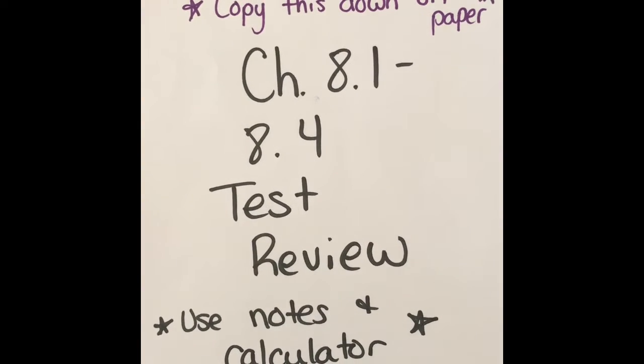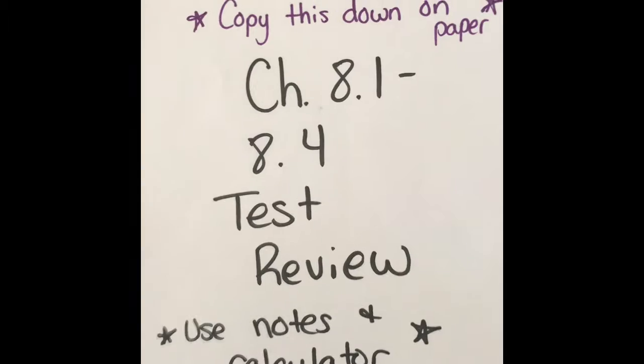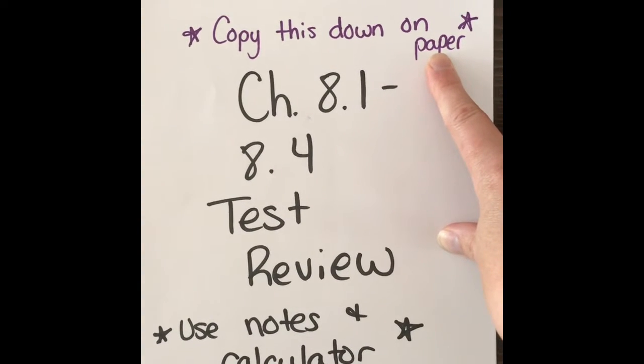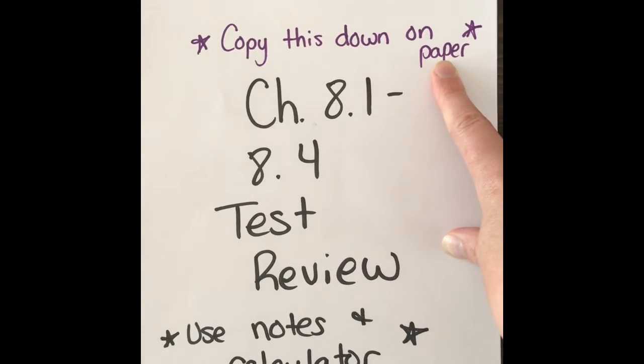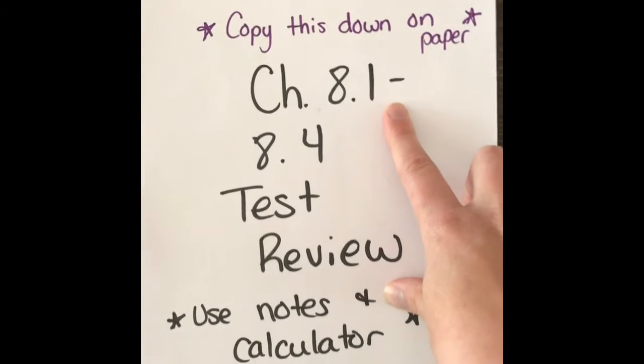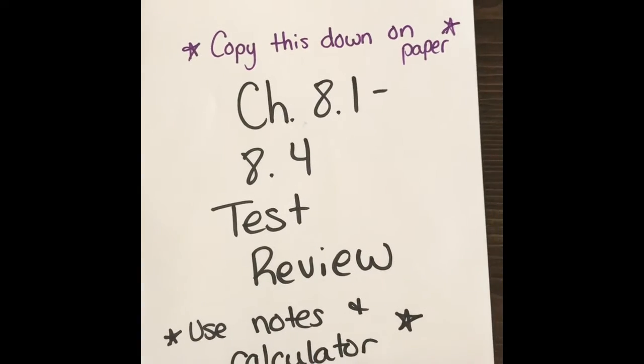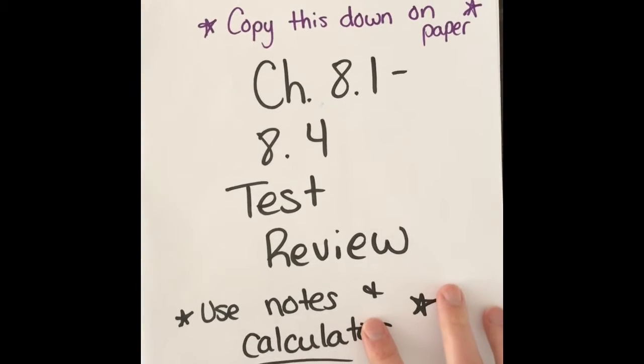So we have come to the end of chapter 8. I want you to copy this down on some paper. So make sure you get some paper and pencil or something to write with. This is going to be your 8.1 to 8.4 test review. Use your notes and you can use a calculator to help you.